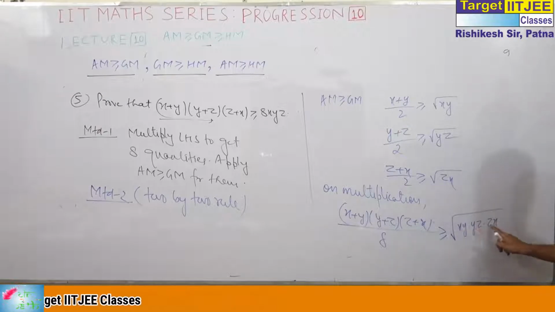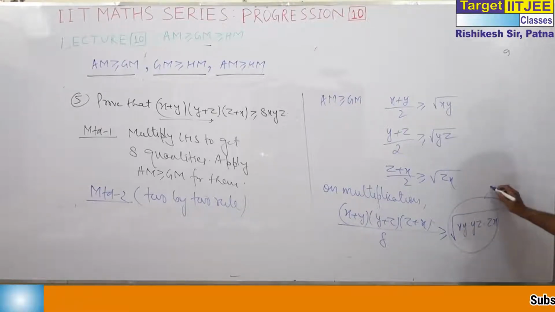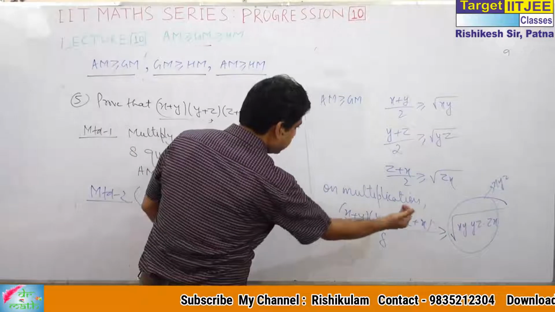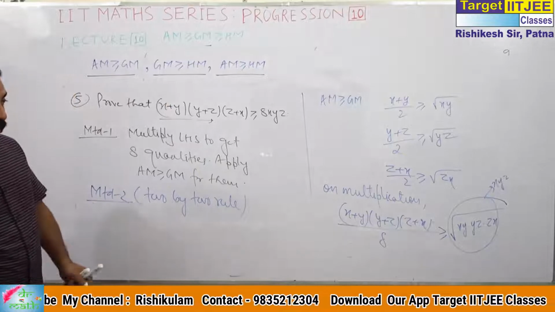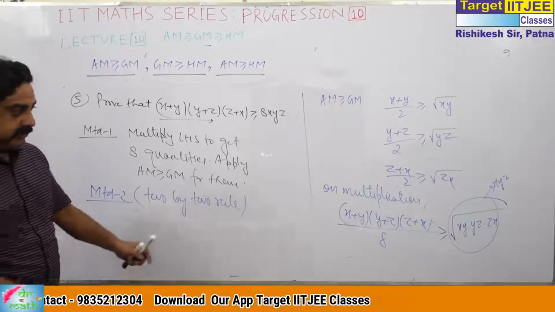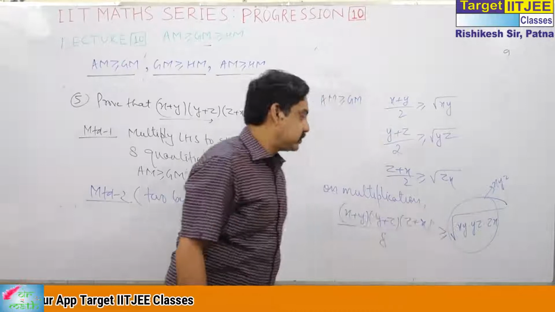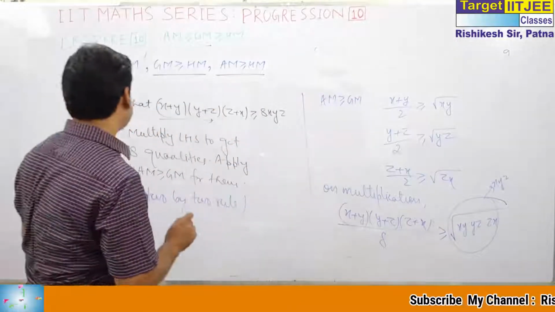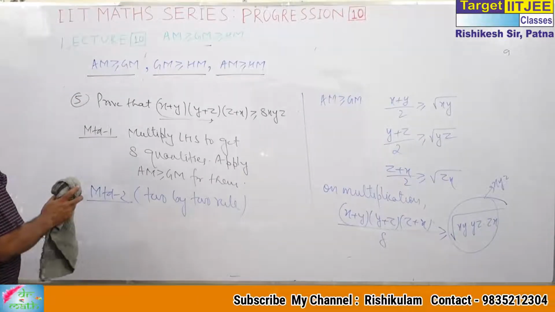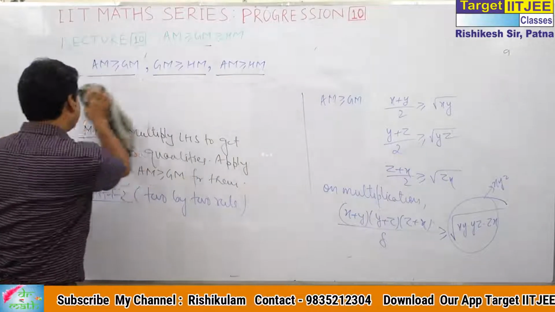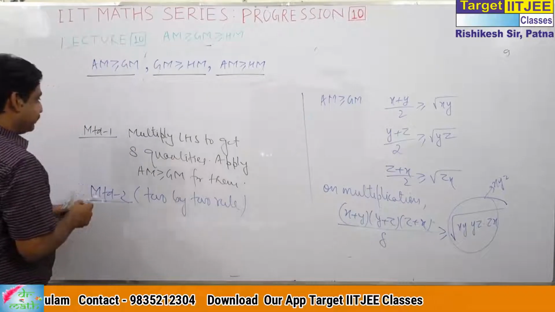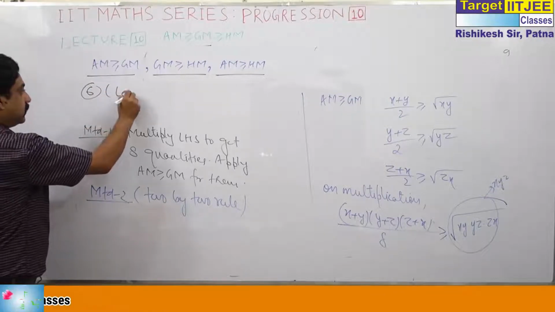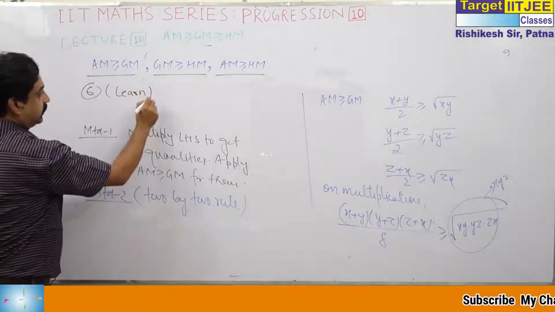This is x square, y square, z square, which means finally xyz. And you transfer the 8 here, you transfer xyz here, to get the condition. This is the 2 by 2 rule. There is one very, very interesting question for this 2 by 2 rule. Let me do that question. You have to learn this by heart. Learn it.